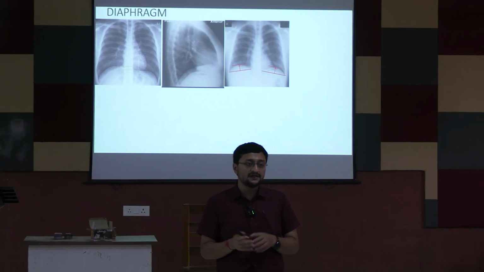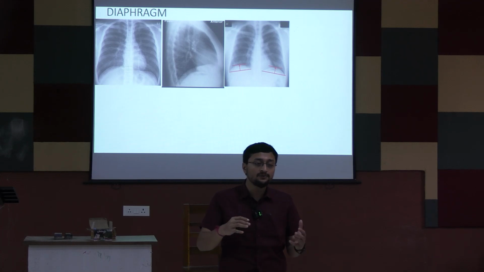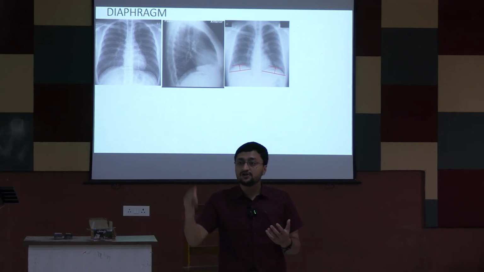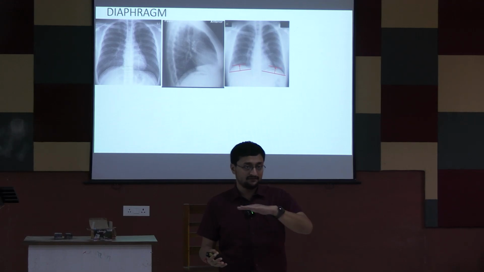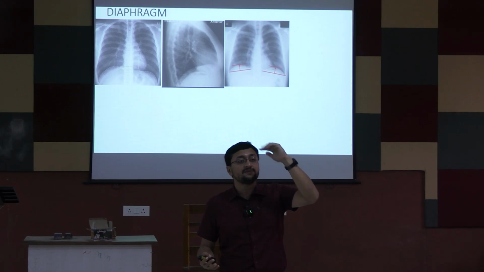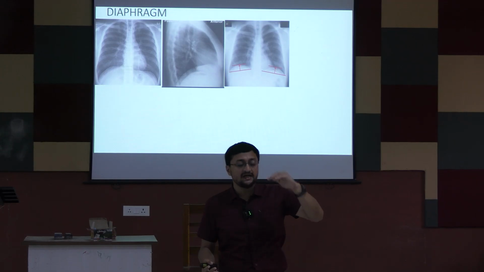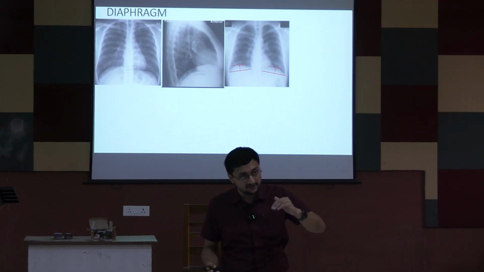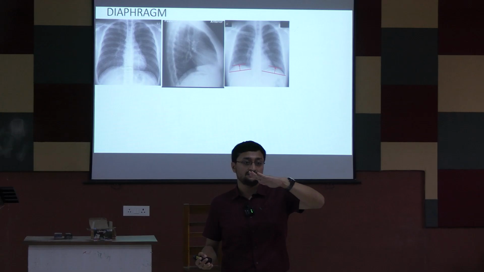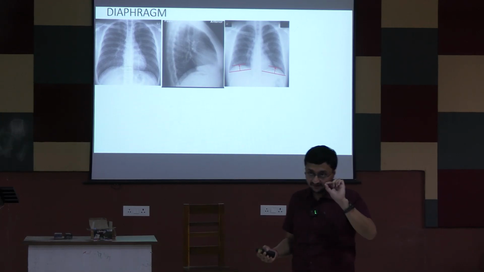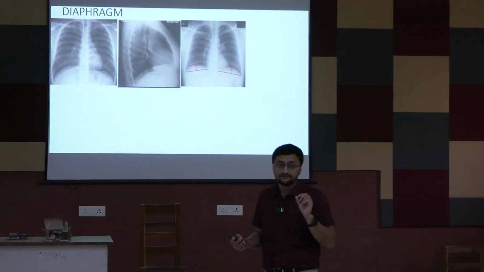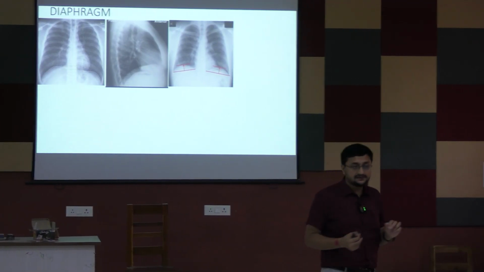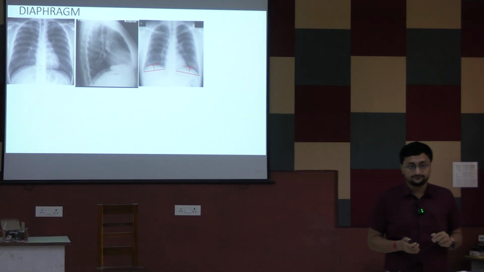So in case of emphysema the lung volume will be increased. Because of the increased lung volume, the diaphragm will become flat. This is the contour, C-shaped. But in case of emphysema or COPD, the contour of the diaphragm is lost and the diaphragm becomes flat. So how to assess whether the diaphragm is flat or normal? There is an index, called the diaphragmatic index.